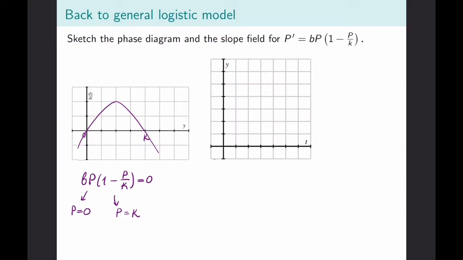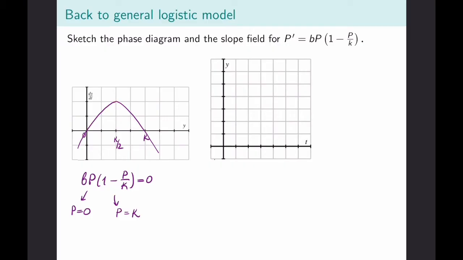I can, in fact, already say a lot of information, not only about the equilibria, but also about where the peak growth occurs. Notice that this isn't the biggest value of p. Because I am sketching the derivative, this point will represent the biggest value of p prime. So at this point, which is exactly halfway in between the intercepts, so k over 2, is where the population growth is the fastest. The rate of change of population is the fastest.